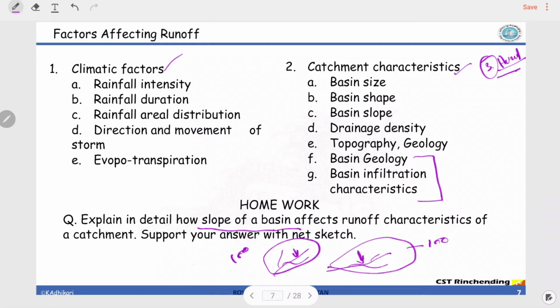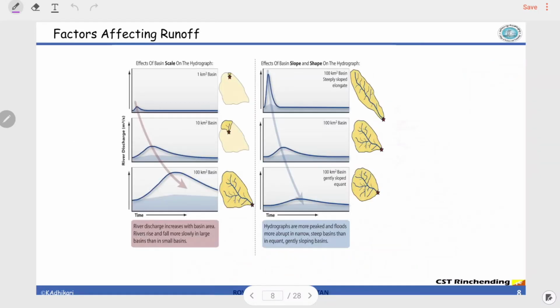So how would the runoff characteristic be? Runoff characteristic means the hydrograph at this outlet. So what you think, you can write your interpretation. That is your homework. By the way, I have given what is expected here. You can read, understand, and try to explain in more detail in your own words, although the answer is provided here. So try to explain in your own words.